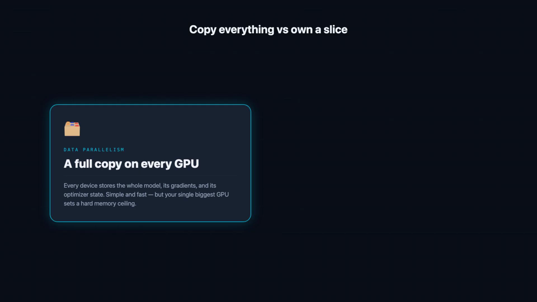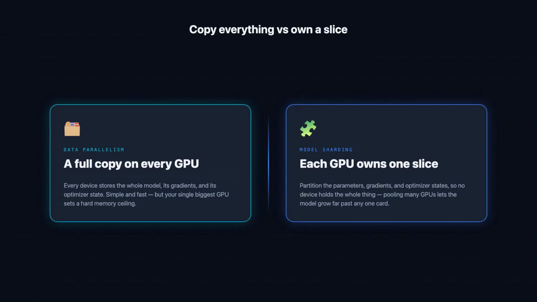which is enormously wasteful. Sharding flips the idea on its head. Instead of copying, it partitions everything, so each GPU permanently owns just a slice of the parameters, gradients, and optimizer states. No device ever holds the entire thing, which means pooling many GPUs together lets the total model grow far beyond what any one of them could store.